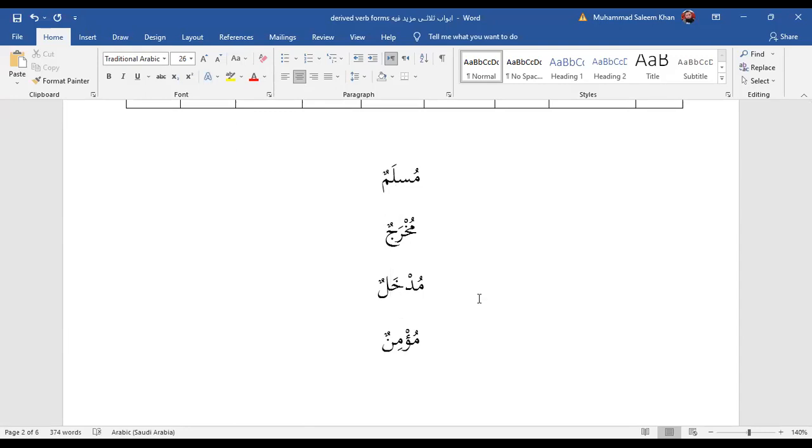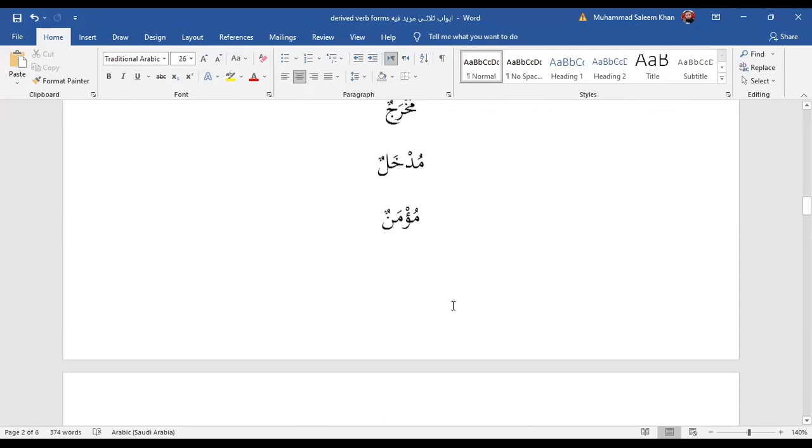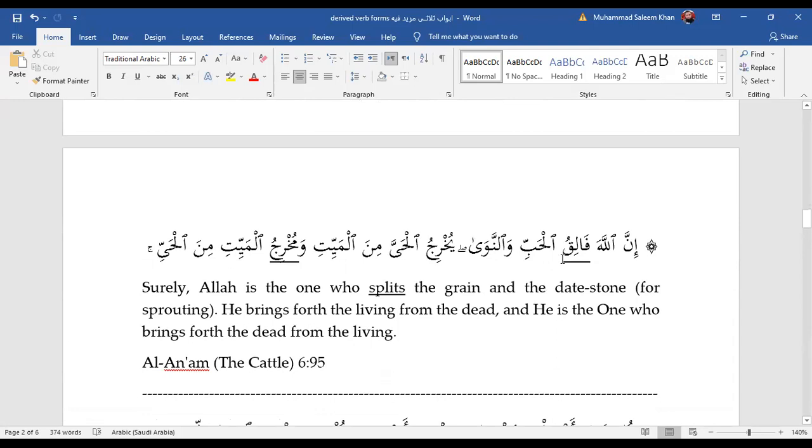Now something interesting, inshallah, I will tell you. Mu'minun is the believer, and mu'min is the believed, something that has been believed in. So these are ismul maf'ul: muslimun, mukhrajun, mudkhalun, mu'minun. Now have you noticed something here? Ismul fa'il is also used as mudaf. Have you noticed?